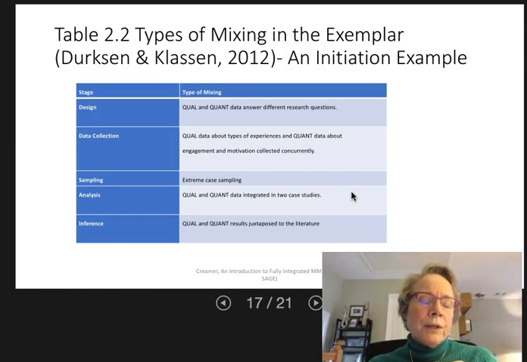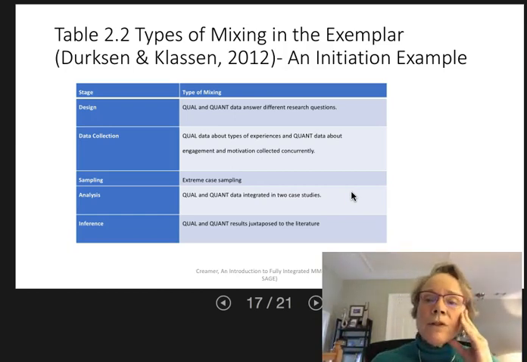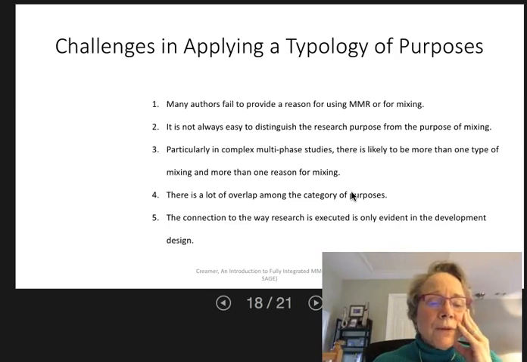In this particular example, we saw it at the design phase. We saw it because they had different research questions. Some were qual and some were quant. At data collection, because of how they collected the data, through the way they sampled, and analysis, and drawing inferences. So in wrapping up, I want to talk about the challenges and then thinking about practice so that I don't go on too long here.